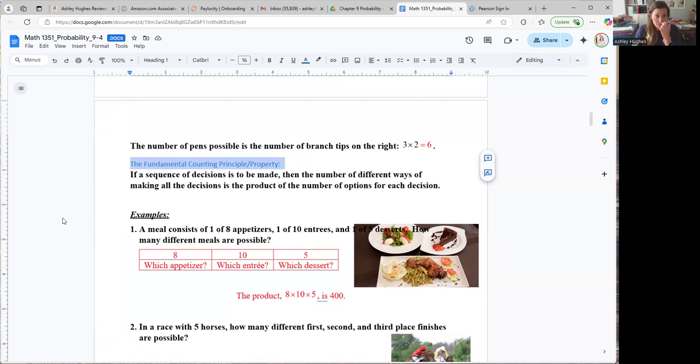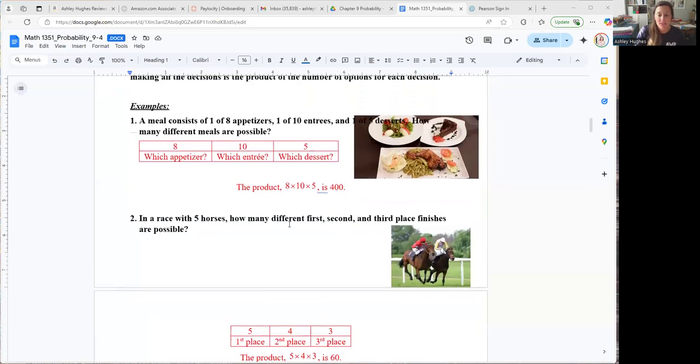So here's another example. It says we have a meal which has 8 different appetizer choices and 10 entrees and 5 desserts. So how many different meals can we choose? Well, you're choosing 3 things and you have 8 options for the first thing, 10 options for the second thing, and 5 options for the third thing. And so you multiply all these together, you get 400. That is how many different unique meal choices it would be.